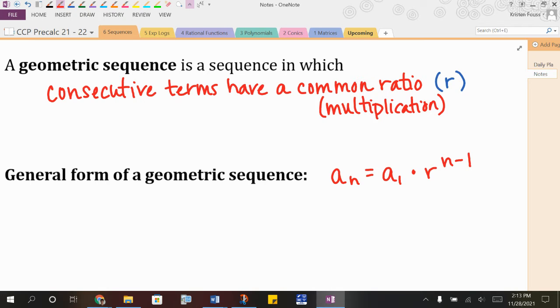There isn't an alternate form for this, so just that one formula that we will be using.